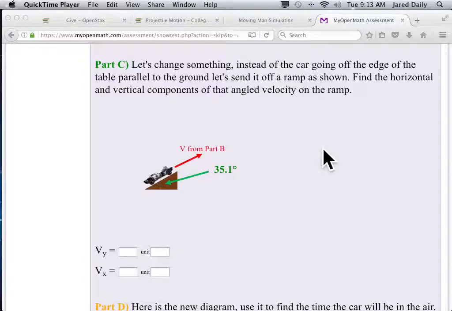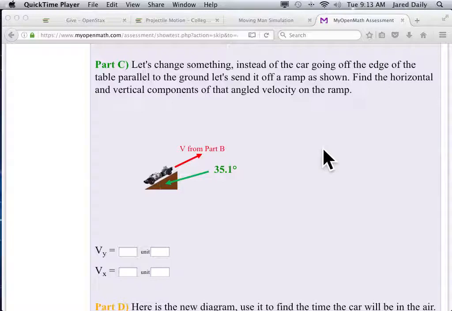So in part C, you've got this car now that it's done, it's accelerating. And instead of just going off the edge of the table, just off a flat table, they've decided to put a ramp on the end of the table so that when it goes off the edge of the table, it's going off at an angle. And then they're saying that whatever velocity you calculate in part B will be your velocity going off at this angle now instead of just flat off the table. But that means that you've essentially changed the direction of your velocity so that it's partially in the x direction and partially in the y direction.